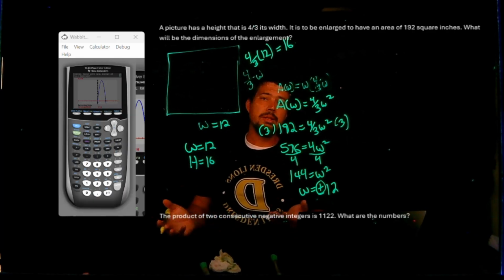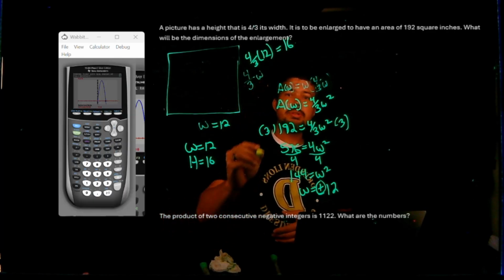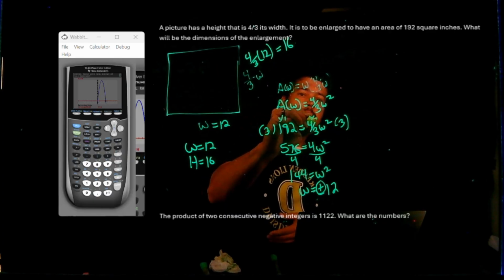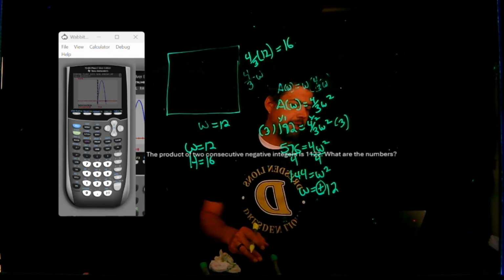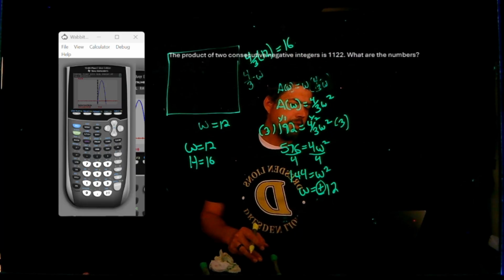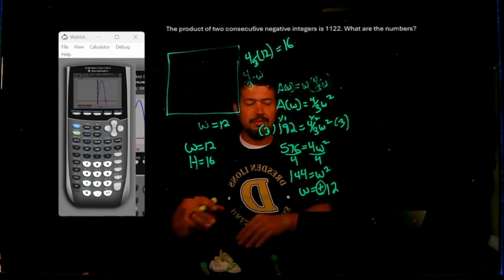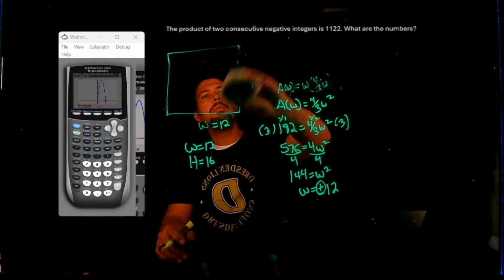And it can be checked in a calculator. What you do is you just put this in Y1 and you put that in Y2, and you play with your window settings. All right, moving forward, we have the product of two consecutive negative integers is 1122.